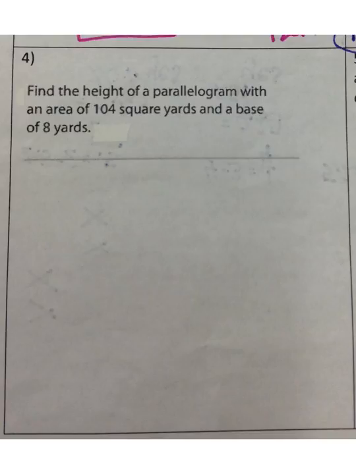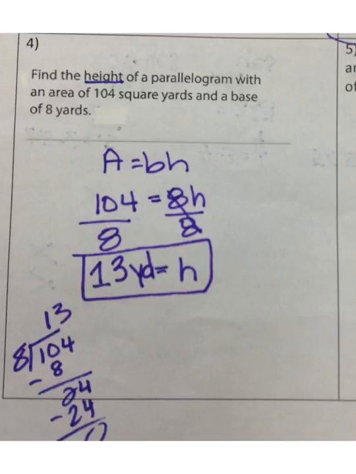Number 4, find the height of a parallelogram with an area of 104 square yards and a base of 8 yards. Notice we want to find just the height. We know the area and we know the base, so use the formula and substitute your values. Parallelogram area is base times height, so I substituted 104 for the area, and it's 8 times the height. To solve this equation, I divided by the coefficient of 8 on both sides and got that the height is 13 yards.